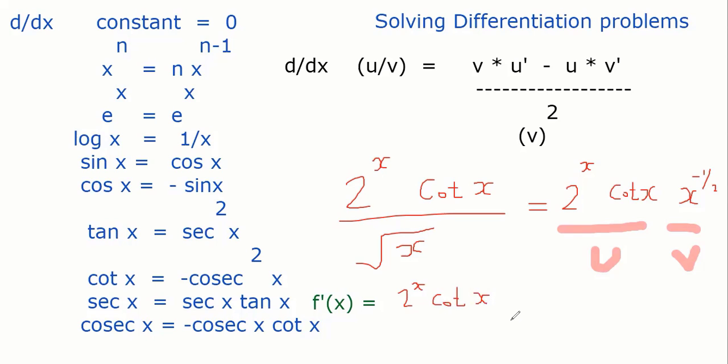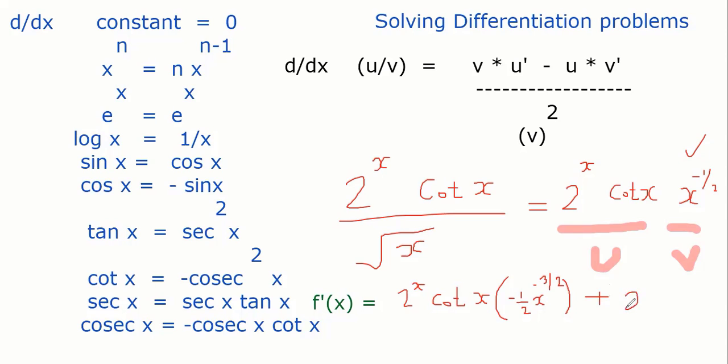Multiply with v dash. What is the differentiation of v? Here, what is the differentiation of minus x to the power minus half, guys? You all know it. What is the differentiation of x to the power minus half? Power minus 3 by 2. Minus half, x to the power minus half minus 1, so minus 3 by 2. Right? So we've done u into v dash plus u dash into v.